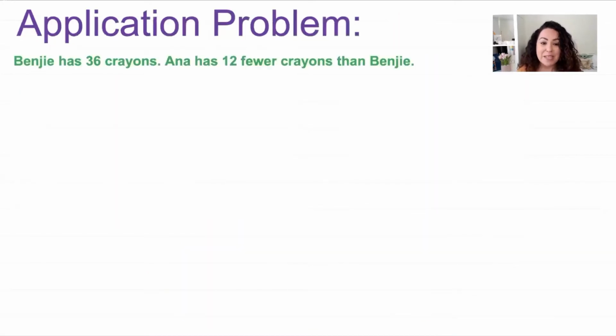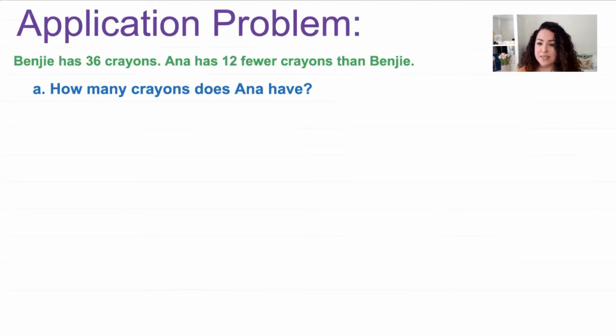For our application problem, our problem says Benji has 36 crayons. Anna has 12 fewer crayons than Benji. So how many crayons does Anna have? For this lesson, we're going to be using the RDW method. Remember, RDW is to read, draw, and write. So we already read the problem. Now let's go ahead and draw it out.